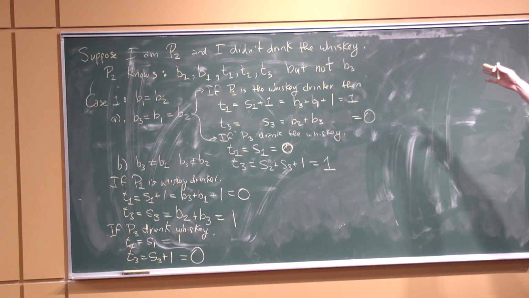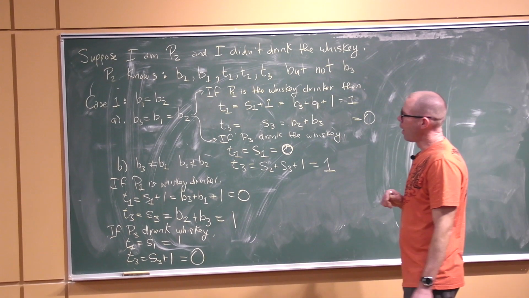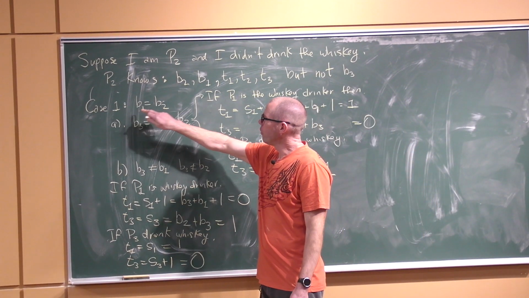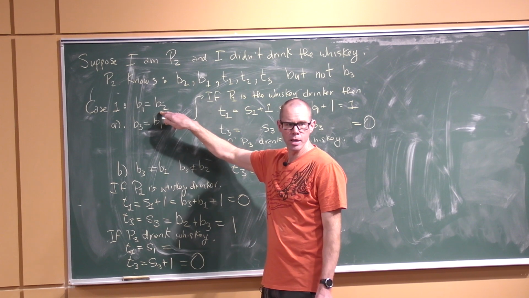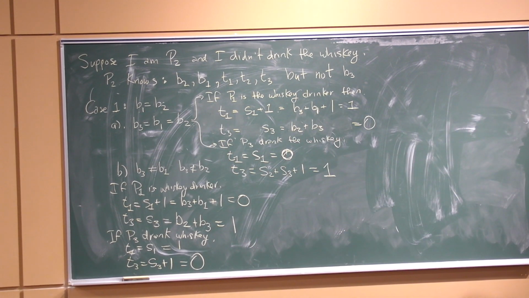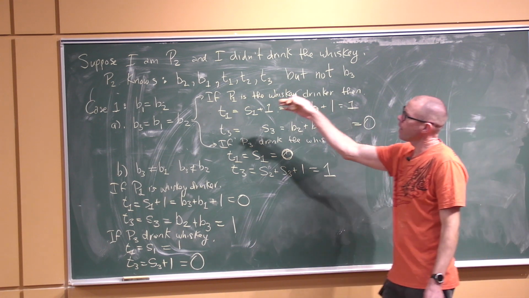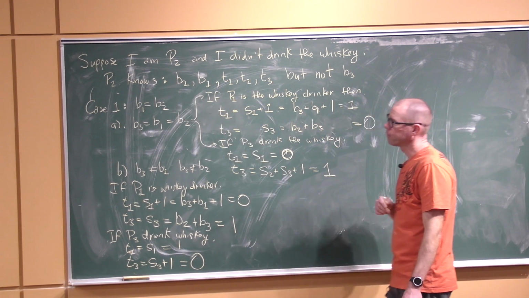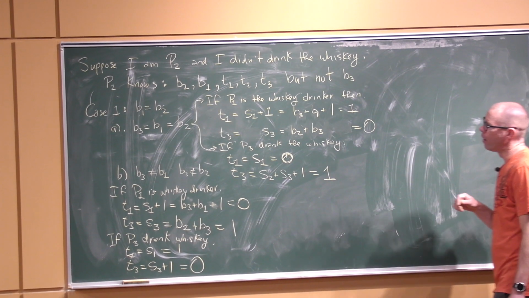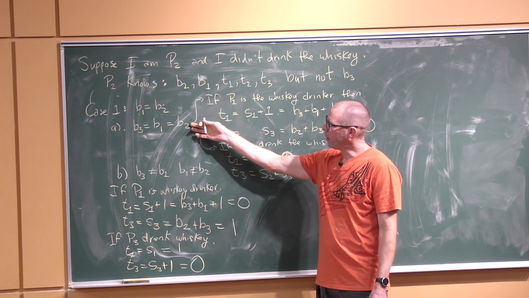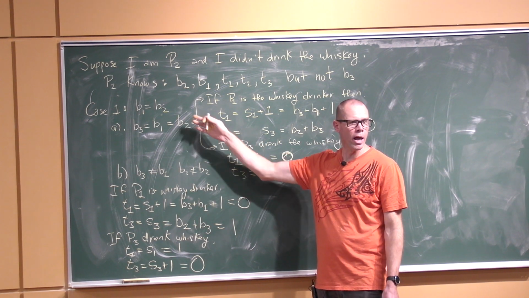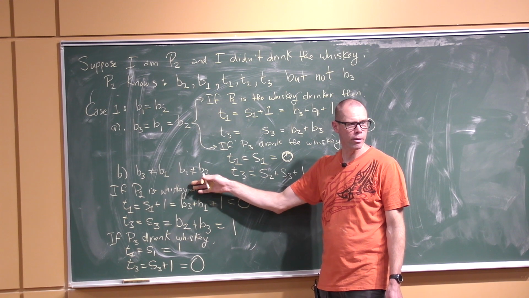So P2, they know if B1 equals B2, because they know the value of B1 and B2. Okay? So they know if they're in case 1. On the other hand, they don't know the value of B3, so they don't know if they're in case 1A or they're in case 1B.